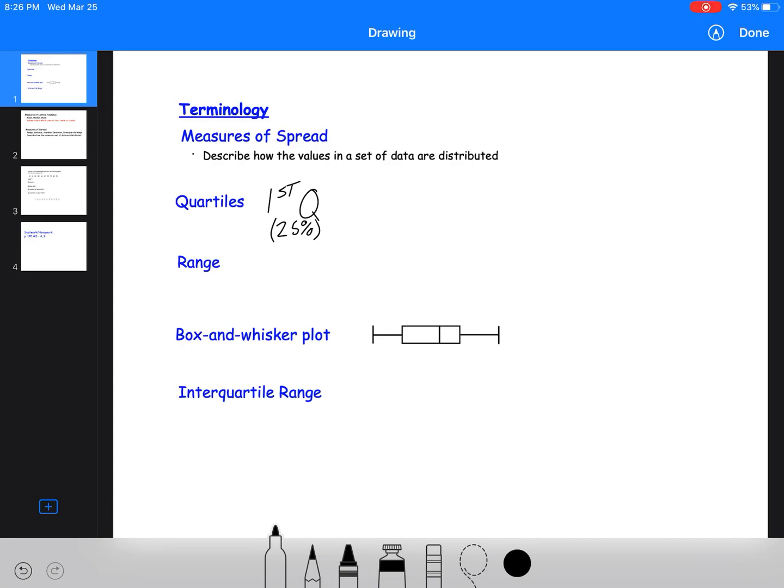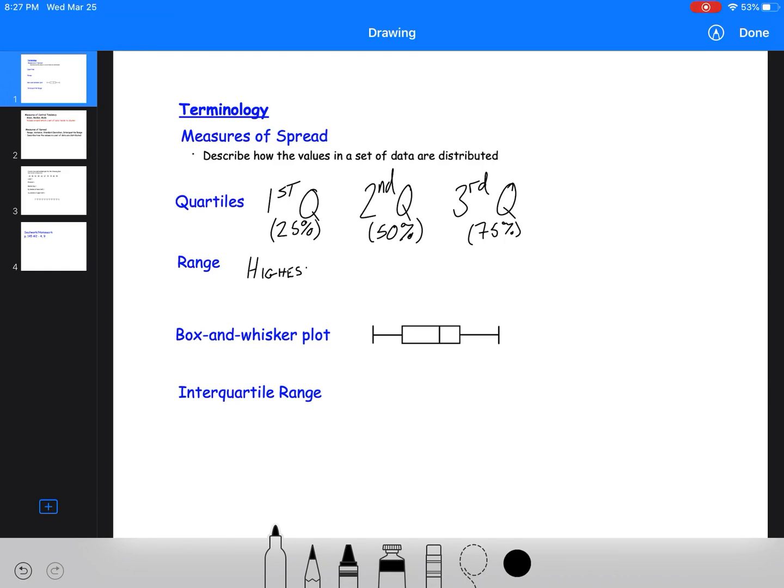is the first 25%. So there's 75% still above it. The second quartile, which we never really call Q2, is the median. So that means 50% is above and 50% below. The third quartile, or Q3, is at 75%. And then there's no fourth quartile, but that would be 100% of the data.